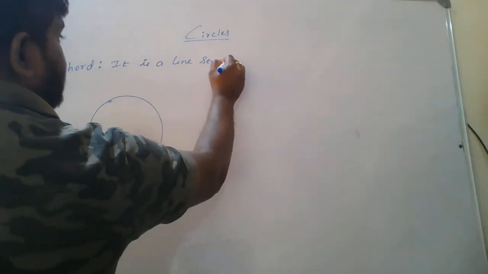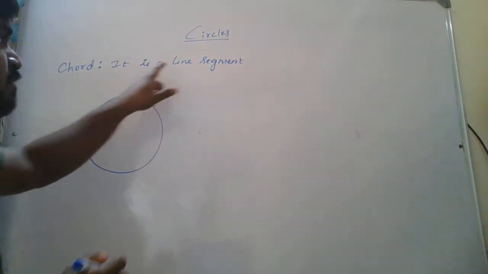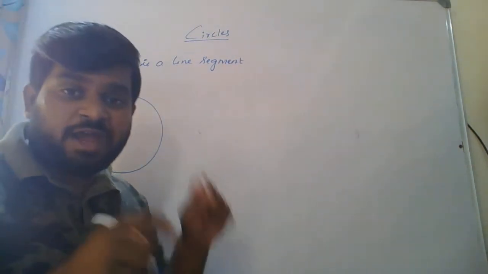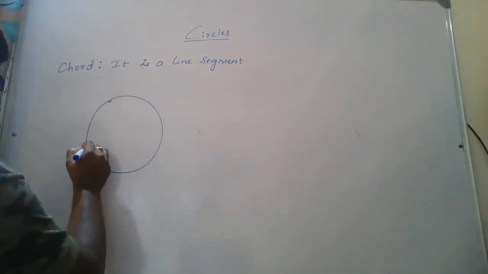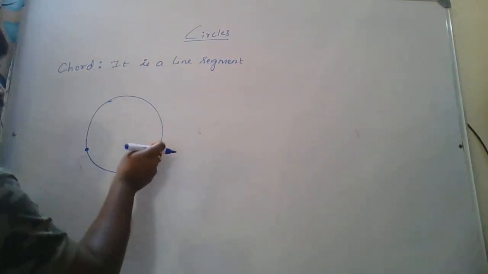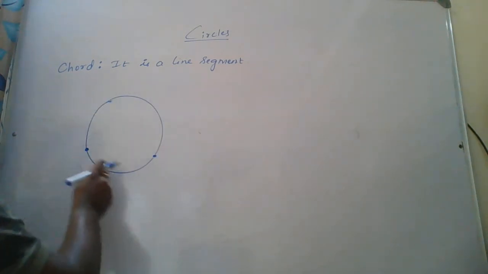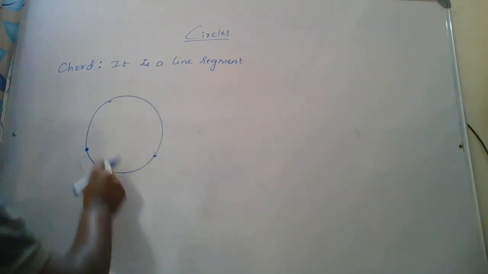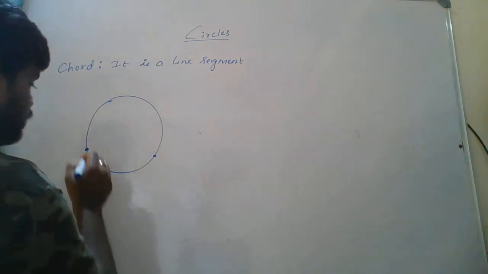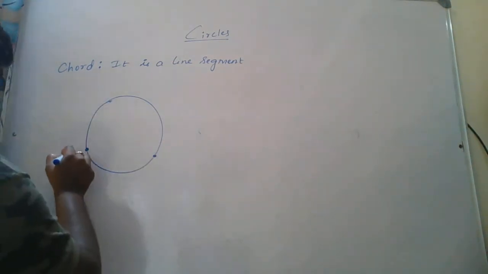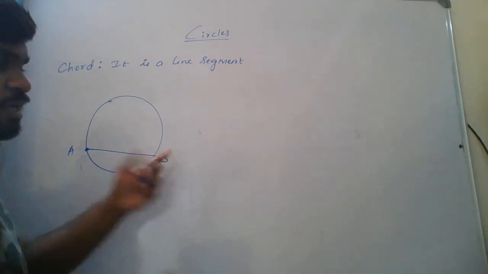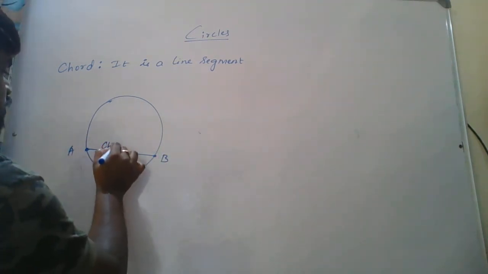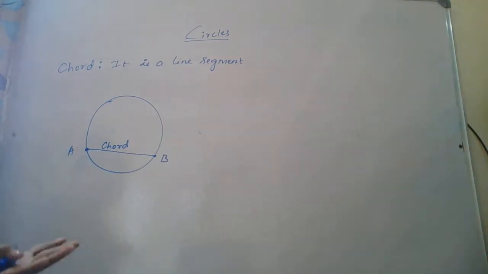If it is a line segment, then it should have starting point and ending point. Where are the starting point and ending point? On the circumference. This boundary is known as the circumference. So take 2 points on the circumference. Let's take it as A and B. Join it. This line segment is called as chord.